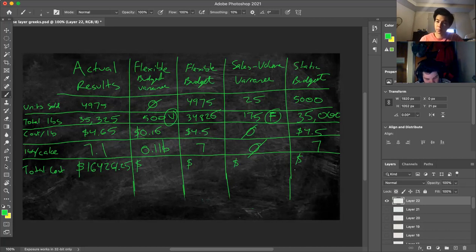Okay. And we can do the flexible budget total cost too. You do the 34,825 times 4.5. So that's 156,712.50.